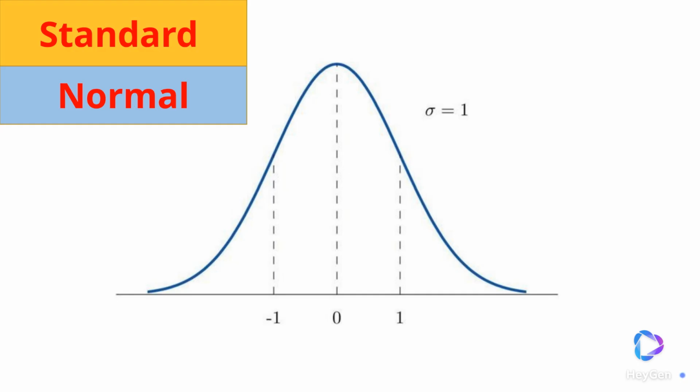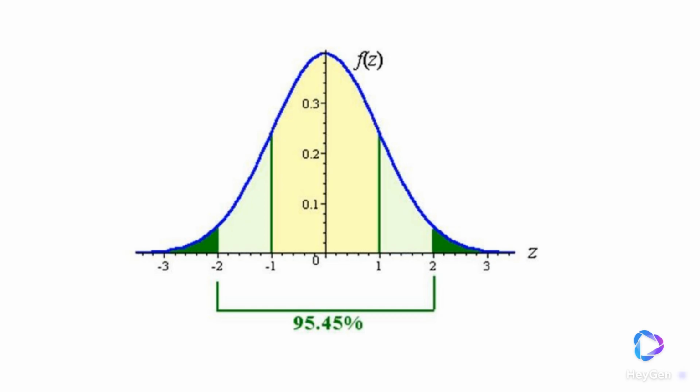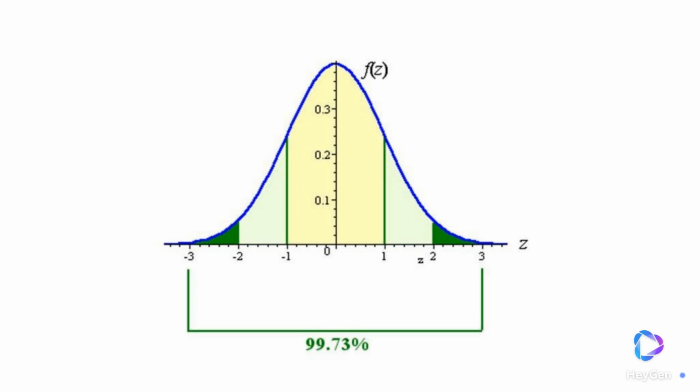A standard normal distribution has a mean of 0 and a standard deviation of 1. 68.27% of data fall within one standard deviation of the standard normal curve, the area marked in yellow. 95.45% of the data fall within two standard deviations. This is the white and the yellow area under the standard normal curve shown here. 99.73% of data fall within 3 standard deviations of the standard normal curve.